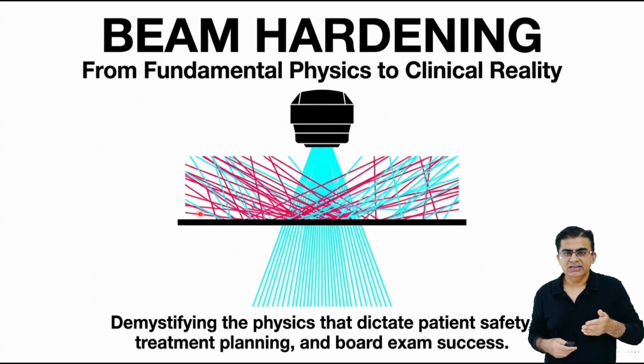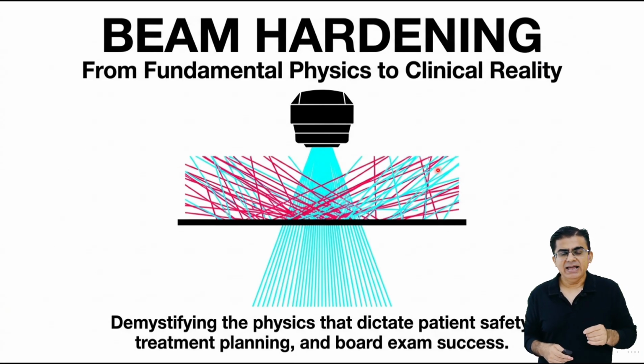Notice the different colors in the beam before it hits the solid black line. Some lines are red and some lines are blue. The red line represents weak photons that have very low energy. The blue line represents strong photons that have very high energy. So basically, treatment is polyenergetic, not monoenergetic.